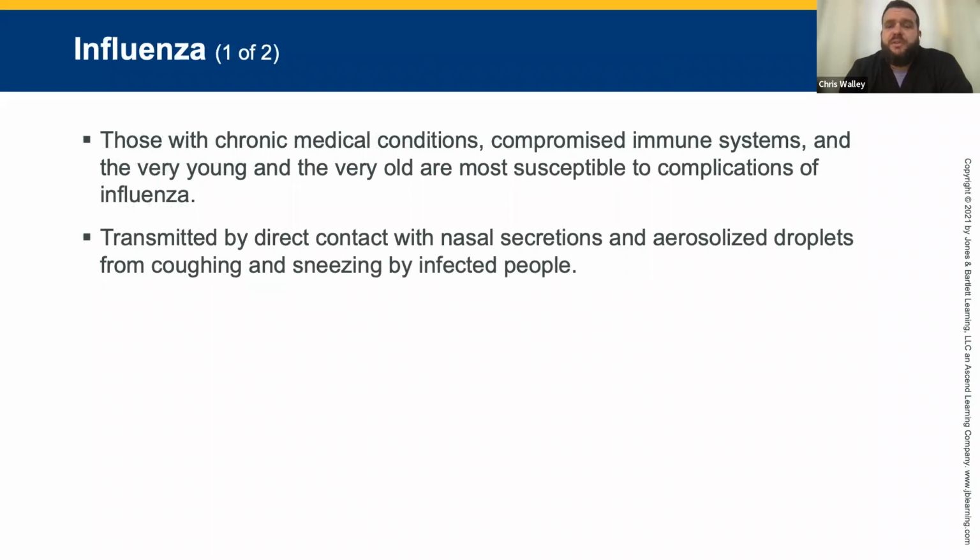This is pretty easy. So, influenza. Those with chronic medical conditions and compromised immune systems. Most of the time you're going to see that in the very young and the very old, because they haven't been exposed to as much, or their immune system is just worn out, it's tired, just like their body. And this is all going to be transmitted by nasal secretions and aerosolized droplets. It's the same thing that we deal with with COVID.